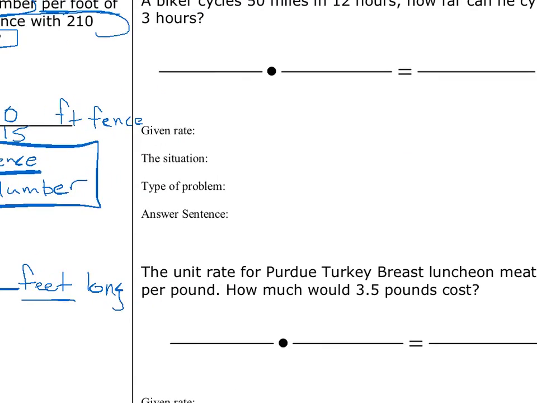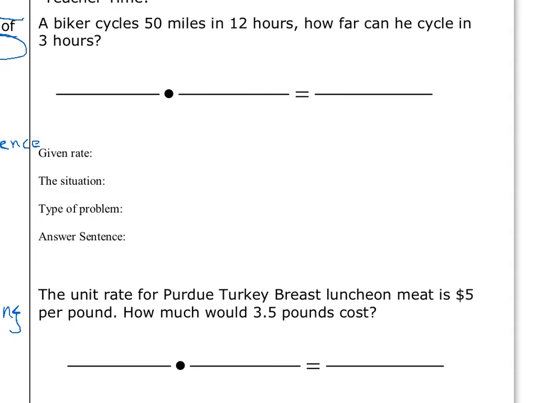All right, so a biker cycles 50 miles in 12 hours. How far can he cycle in 3 hours? So looking over here at my question, it says how far, so we're talking about distance here. Looks like our units of distance in this problem are miles. He can cycle blank miles.